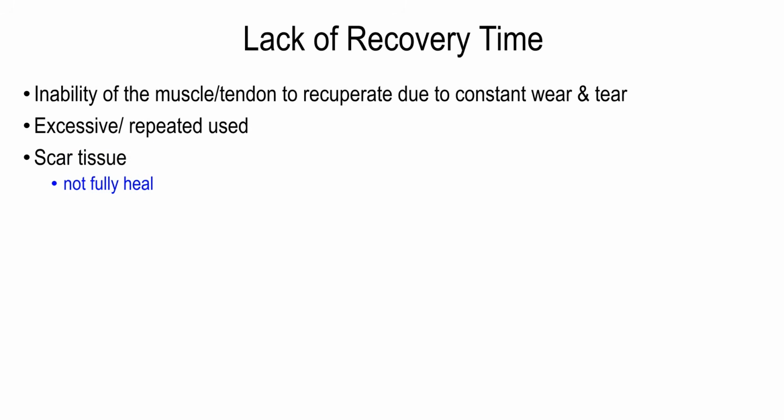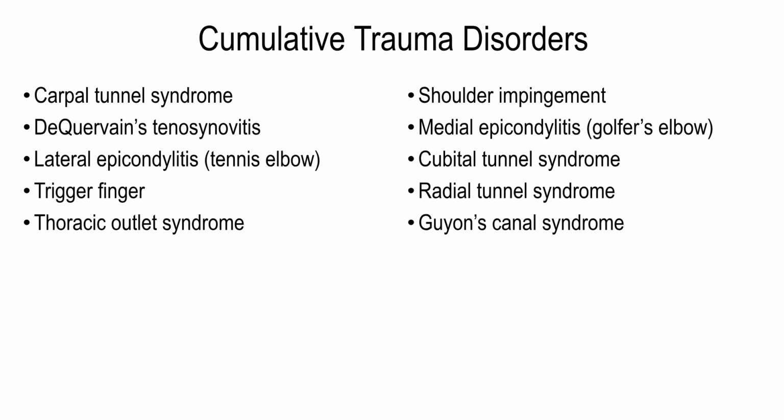Lack of recovery time leads to the inability of the muscle or tendon to recuperate from constant wear and tear, excessive or repeated use, and the formation of scar tissue that is not fully healed. Cumulative trauma disorders include carpal tunnel syndrome, de Quervain's tenosynovitis, lateral epicondylitis or tennis elbow, trigger finger, and thoracic outlet syndrome. Other disorders are shoulder impingement, medial epicondylitis or golfer's elbow, cubital tunnel syndrome, radial tunnel syndrome, and Guyon's canal syndrome.